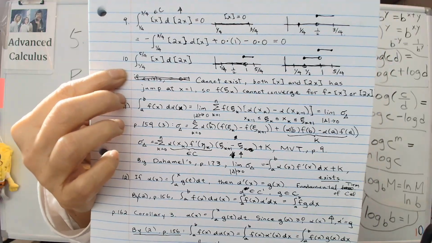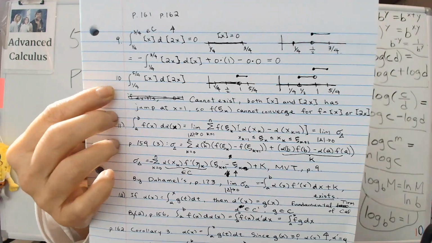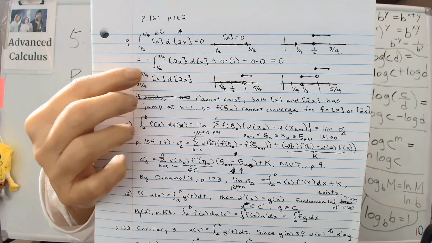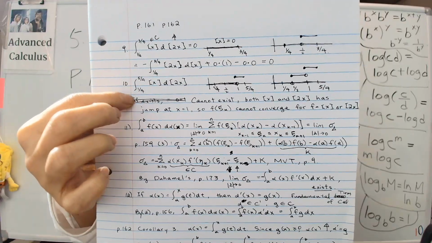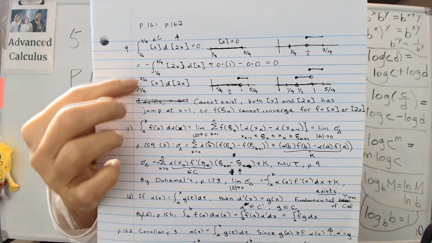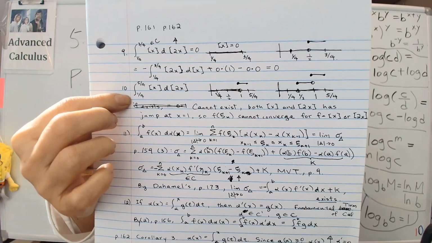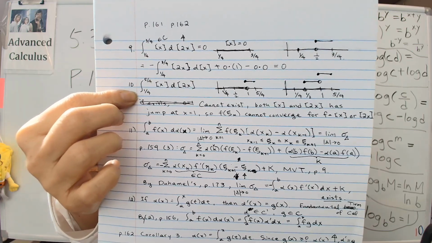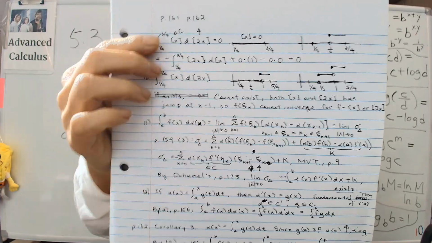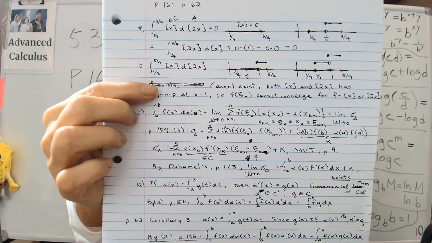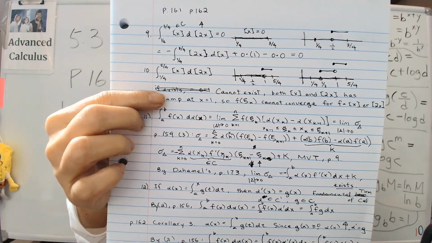And so next, let's look at problem 10. Now problem 10 is very similar to problem 9, right? I mean, look at this. This is the same as this part, except the integration limits have increased to be somewhat bigger. Now what happens then? If you draw out these two bracket functions, you notice that they both have a jump at x equal to 1.